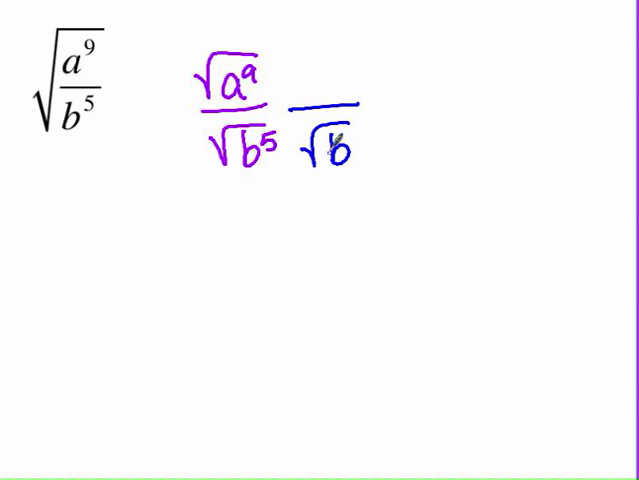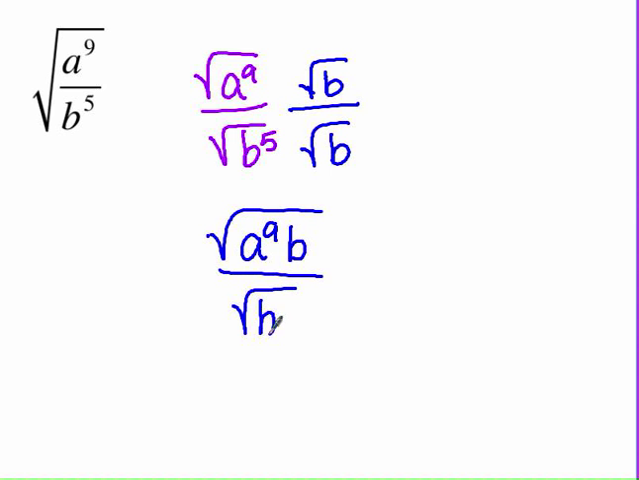Okay, so let's look at this one, because it parallels the same thing that we just looked at. Square root of a to the 9th over b to the 5th. What am I going to have to add in order to get rid of the radical in the denominator? A b. So on top, I get a to the 9th b. On the bottom, I get b to the what power? 6.